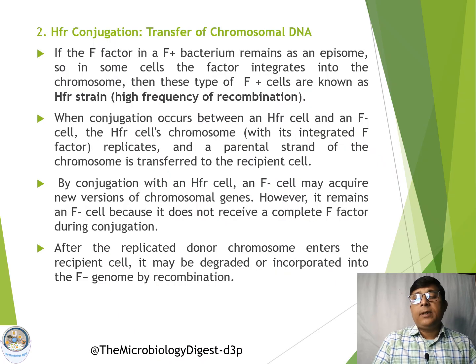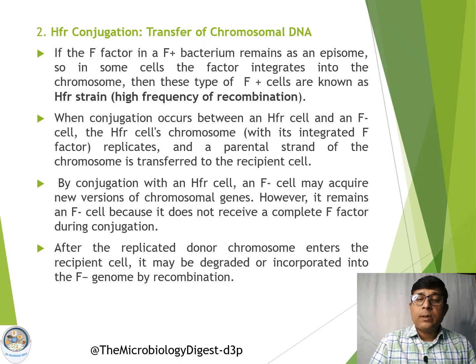Then the second type is the Hfr conjugation. Here, part of the chromosomal DNA also sometimes gets transferred. What happens here is that the F factor, in the case of an F positive bacterium, remains as an episome. When it remains as an episome, it can integrate into the chromosome.